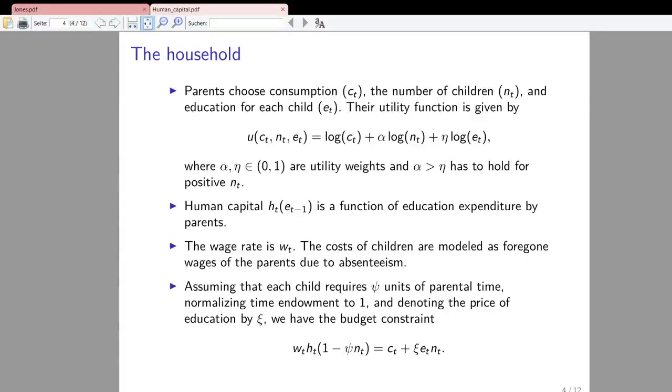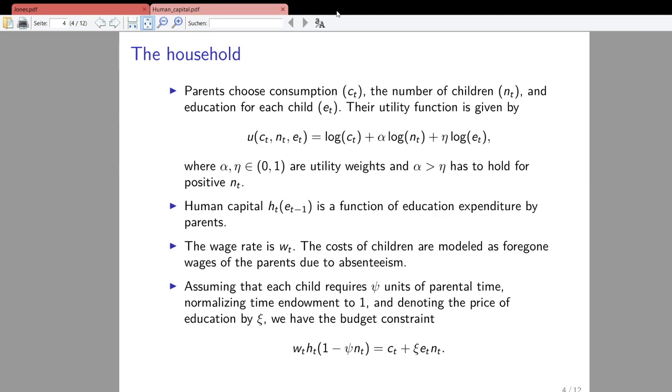Now, while the production side is a rather straightforward extension of the semi-endogenous growth model, and it follows in quite a straightforward way that the growth rate of per capita GDP should be the one that I've shown you on the previous slide, the consumption side, the household side, changes quite a lot.